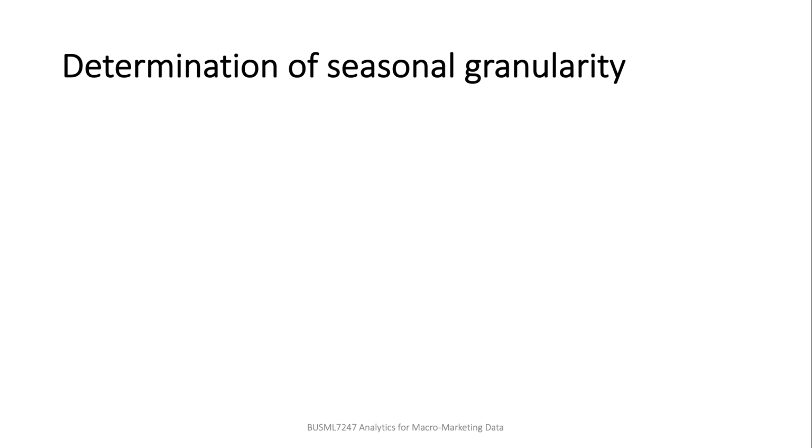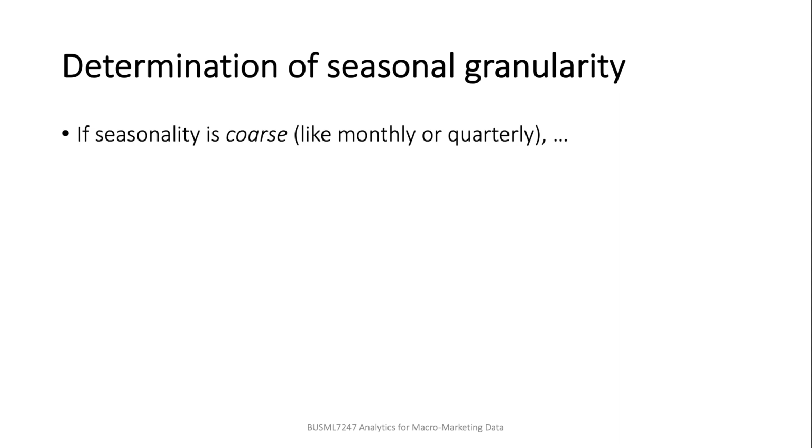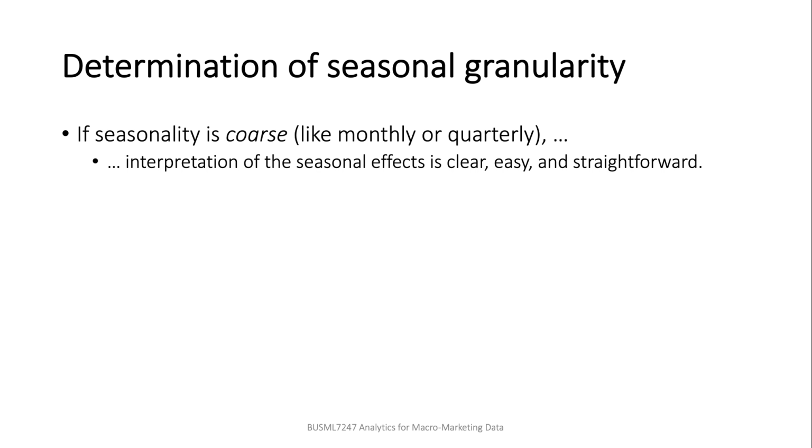Then, how do we determine the seasonal granularity? There are no clear rules and no rules of thumb. In general, if seasonality is coarse in analysis, like monthly or quarterly dummies, interpretation of the seasonal effects is clear and straightforward. But the seasonal effects are highly likely to be smoothed out. Of course, the Black Friday sales increase is reflected in November and December sales levels, but the peak sales and the peak price discount information during the Black Friday week are highly likely to be washed out.